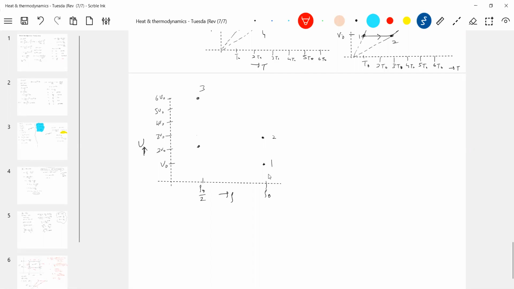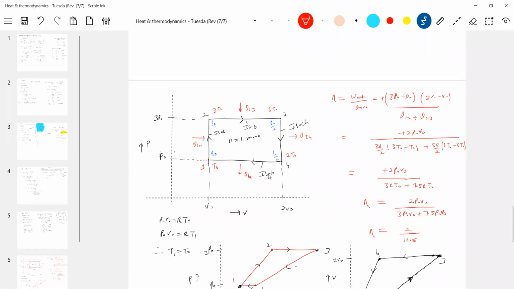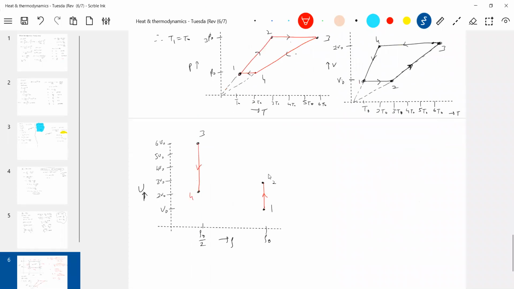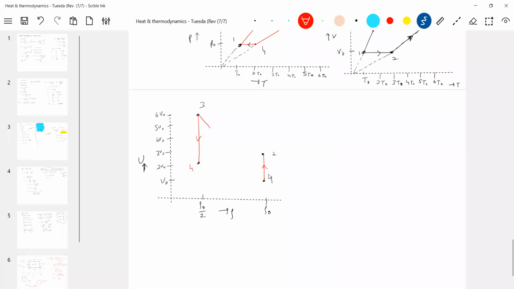What graph should come? Isochoric heating, straight line. Isochoric cooling, 3, 4. What about 2, 3? Is it the process from 1, 2 and 2, 3? Isobaric process. Isobaric process in the U-rho graph is a rectangular hyperbola. Please do remember, it's a rectangular hyperbola.